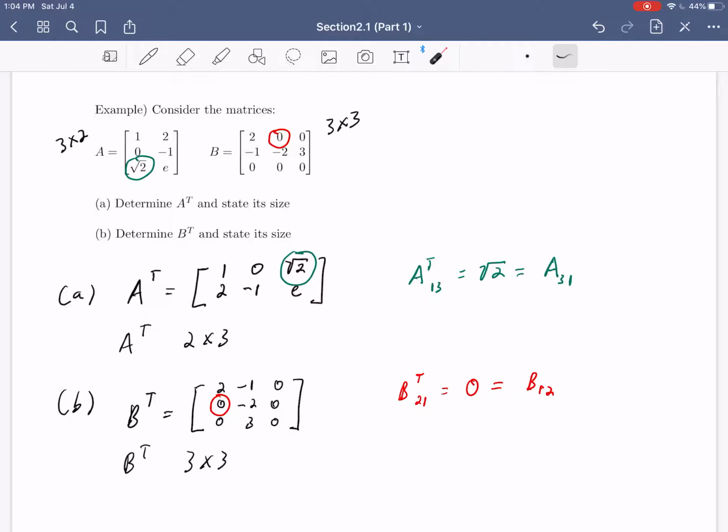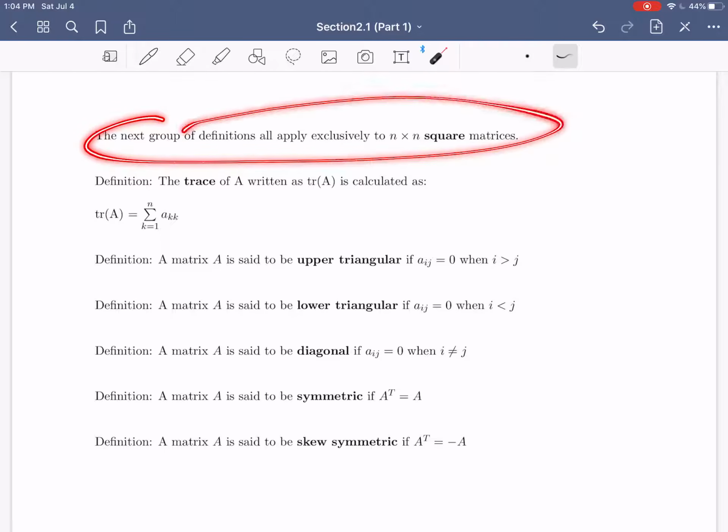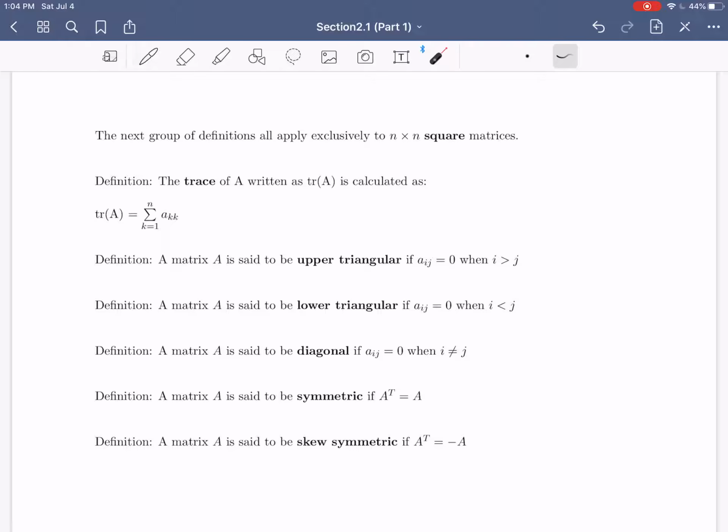All right, let's continue on with some more descriptions. Our next set are all going to apply to square matrices. So we're going to start talking about some special designations for square matrices. This group of definitions all apply to n by n square matrices. First, a property of a matrix. This isn't a matrix operation. The transpose is an operation, right? It takes a matrix, applies this operation, and gets another matrix. This is more a property of a matrix.